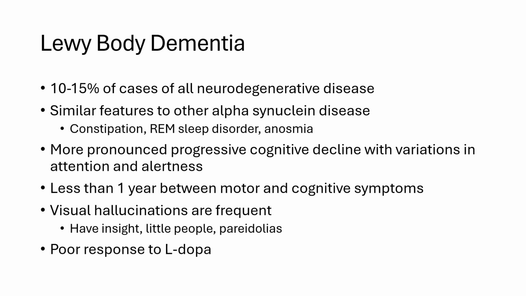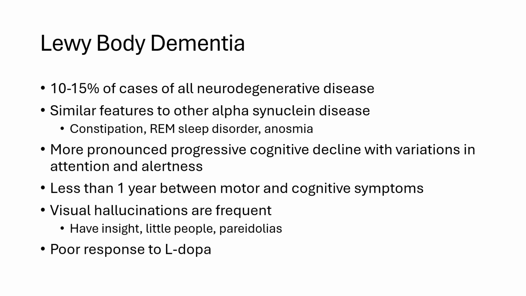So Lewy body dementia, again, it's an alpha-synuclein disease. So they often do have the constipation, REM sleep disorder, and then anosmia, 10 to 20 years before the onset of the dementia. You get really quite pronounced cognitive decline, and visual hallucinations are really the key feature. They definitely have quite frequent visual hallucinations. Interestingly, they're not particularly distressing. So they have insight into the fact that it's not normal. But yeah, the classic one is they see little people.